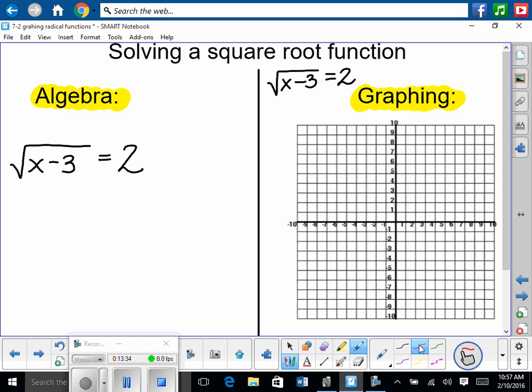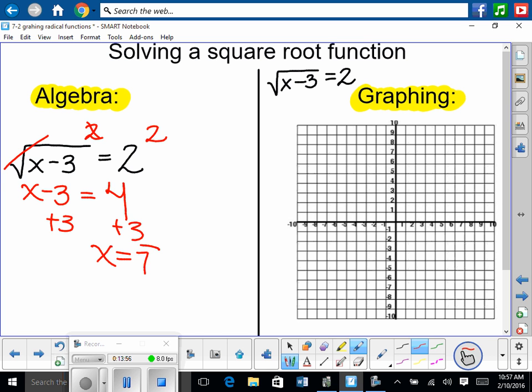What undoes the square root? Square. So you've got to do that to both sides of the equation. So our root then cancels out with our power on the left, leaving us with x minus 3. That's equal to 2 squared, which is 4. Then from there, it's just algebra. To get x alone, we'll add 3 to both sides. X is equal to 7. That's one way of doing it.